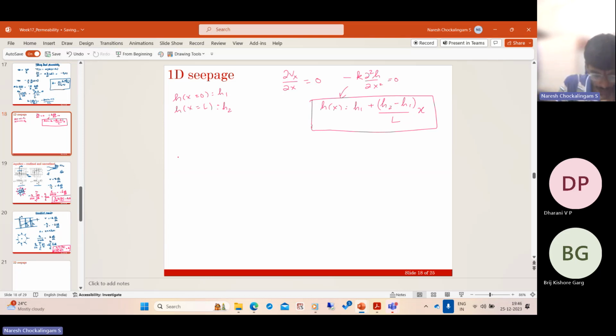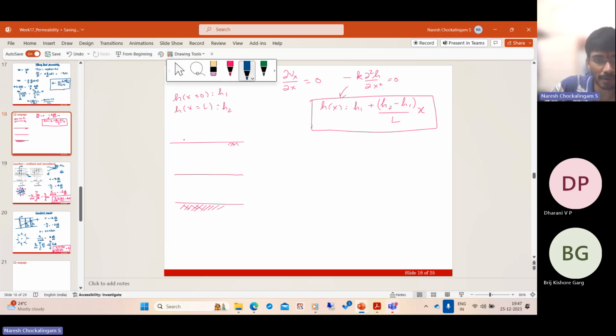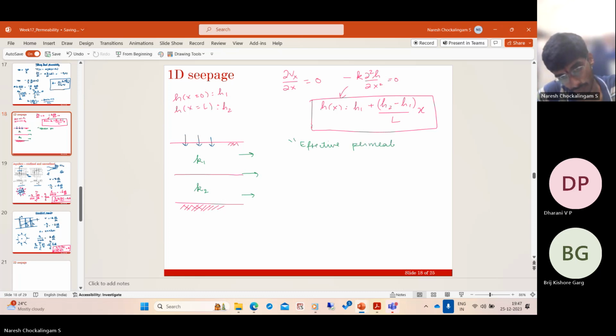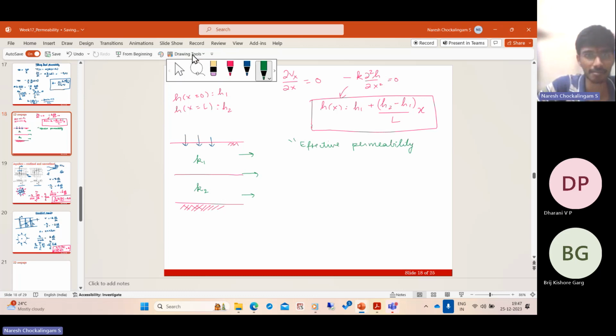Now, if you have two soils in series, for example, two soil strata, with some bedrock below and the ground level above. In the first case, you consider flow perpendicular to the strata, and in the second case, you consider flow parallel. Suppose you consider groundwater flow that is parallel to the strata. Suppose this has a permeability K1 and this has a permeability K2. What is the effective permeability? That is the question.